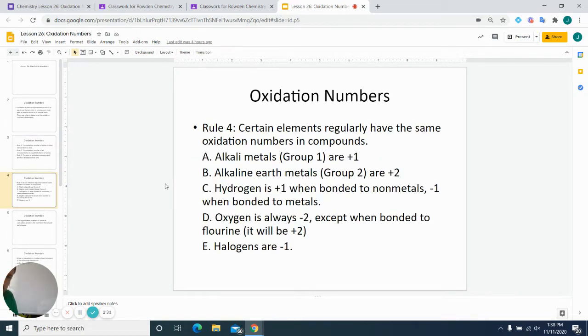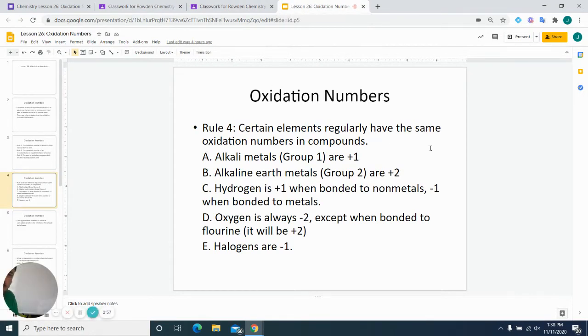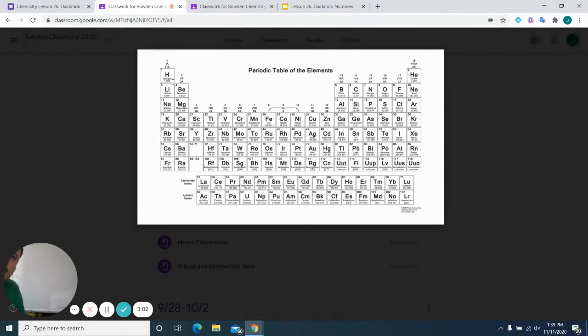Rule number 4 is the most important part. Some elements you're going to figure out the oxidation number just by doing the math, by seeing what it takes to balance out the rest of them. But there are certain ones that have priority and typically get the number that they want. So group 1, for the examples we're going to do, always will be plus 1. You just look at the periodic table and see where they're at. Everything in this first column is always going to be plus 1. Group 2 is always going to be plus 2. That's all these guys right here below Be, always plus 2.